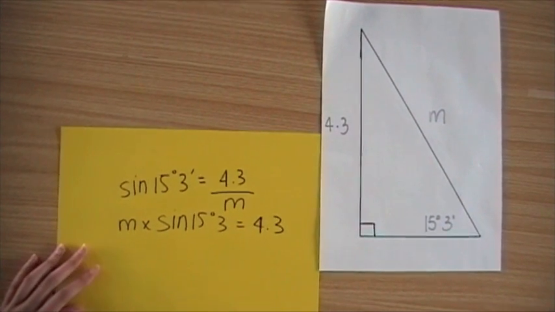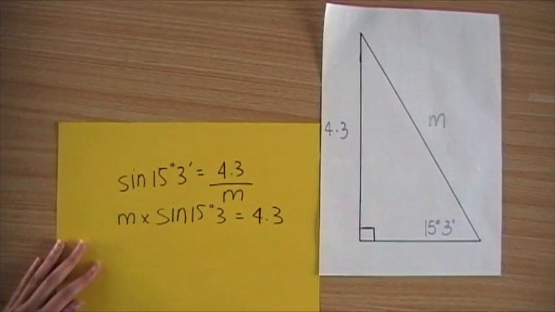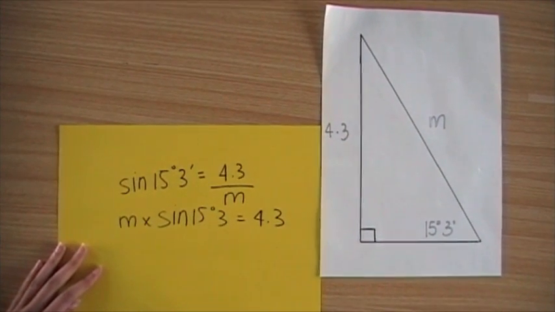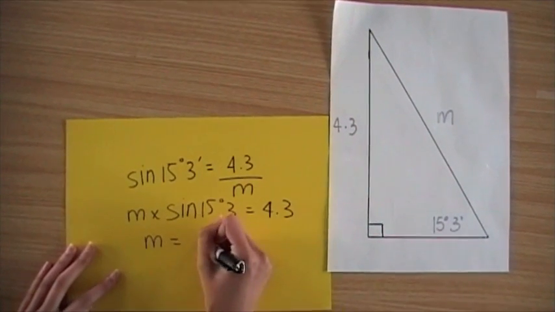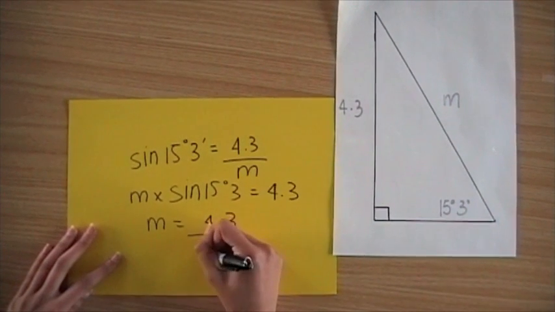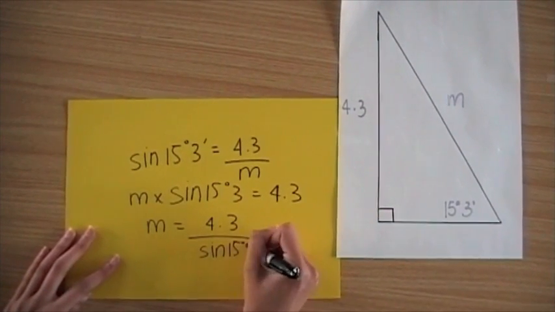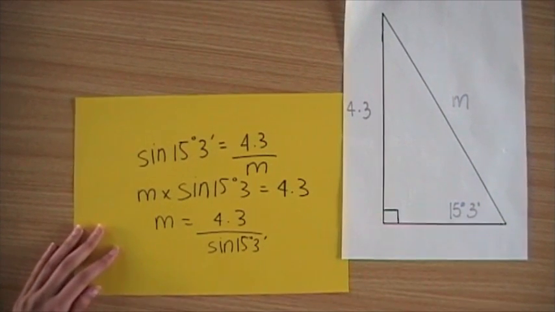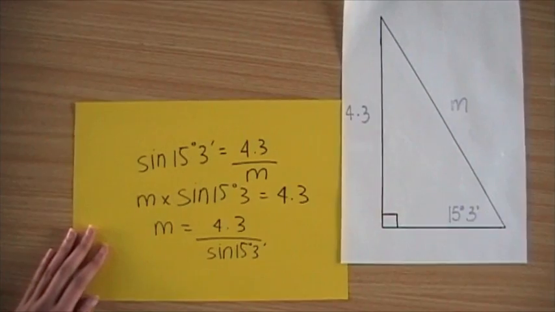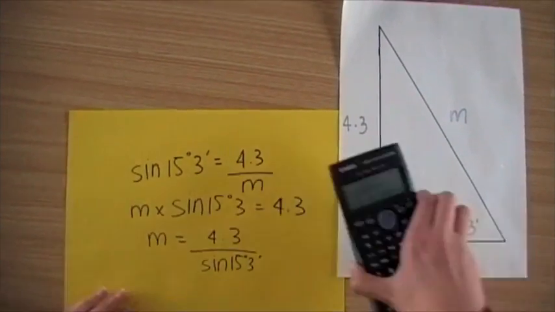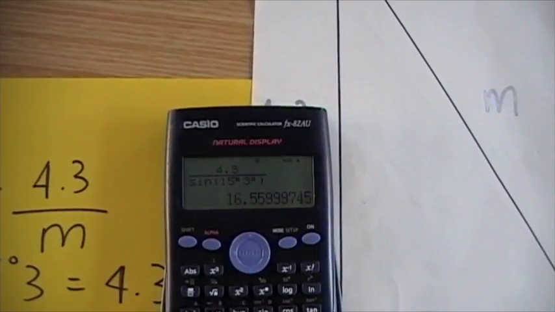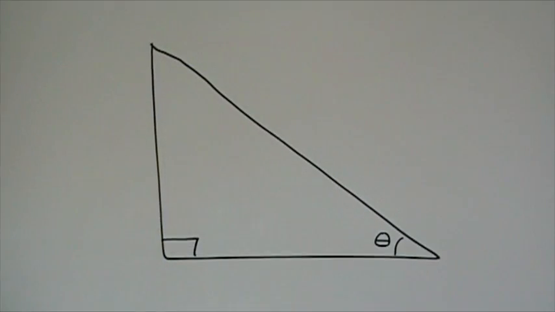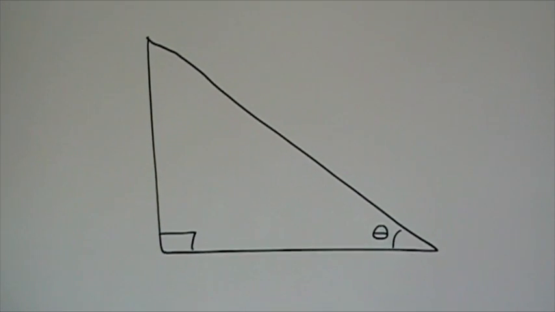Yes, now what? Now to leave m on its own, we need to move sine 15 degrees 3 minutes to the other side, turning it into divide. I know what to do from here. Just put it in the calculator. And the answer is 16.56. Yes.